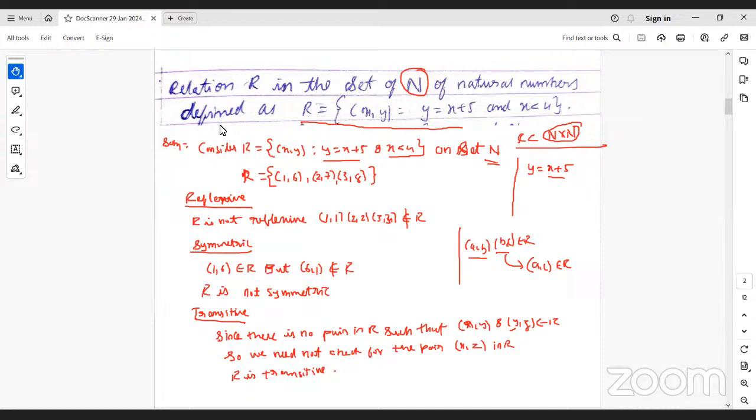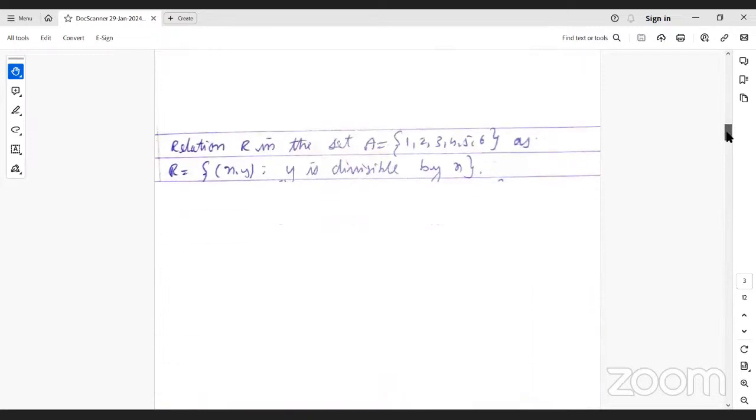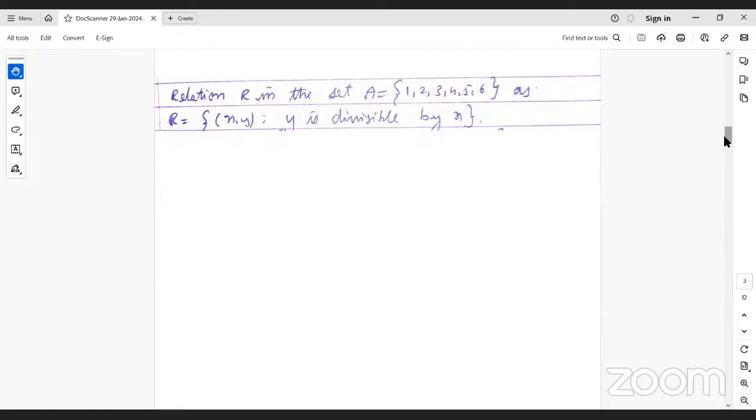So we will begin with the third example. Example number 3. Sometimes the question will be given in a different form. In the previous two questions, we could directly write the ordered pairs and check. But sometimes the relation will be given in general form, so the proof also we can write in general form only.